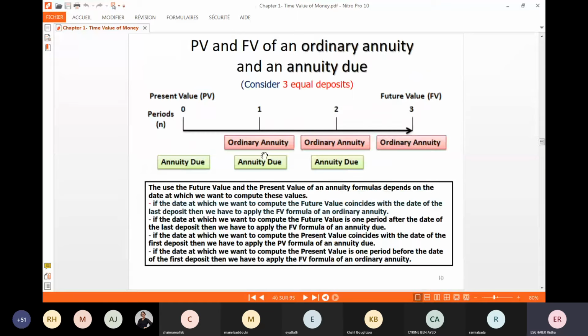A here means the same amount, 100, that you will receive 1 year from now, 2 years from now, 3 years from now. We call it an annuity. It is an ordinary annuity if the first 100 will be received one period from now, not today. Either the first 100 will be received today.